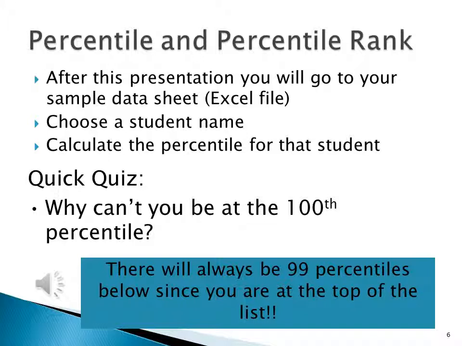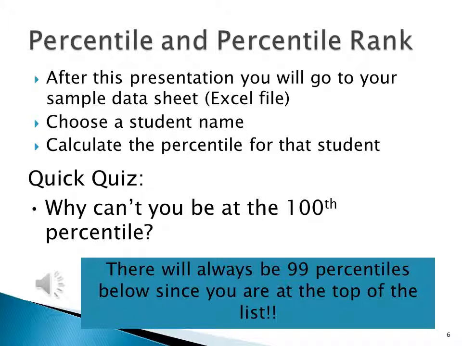After this presentation, look in your files and you will find an Excel spreadsheet that is called Sample Data Sheet. You're going to choose a student's name and you're going to calculate the percentile for that student. If you get confused, go back to your textbook. The chart that we are using comes directly from Chapter 5. So if you're not quite certain, reread that section and you will be able to work on the calculations.